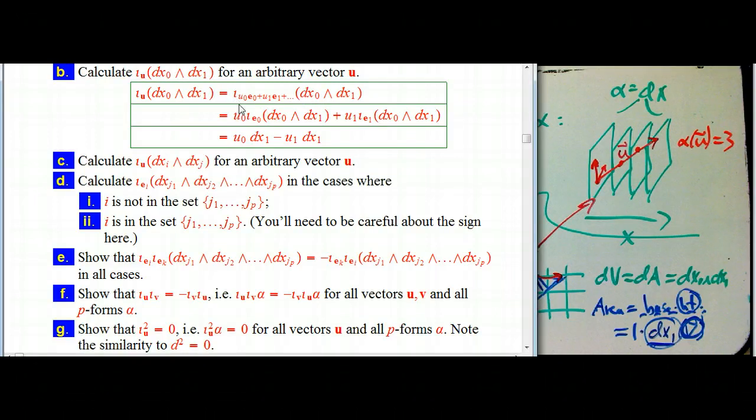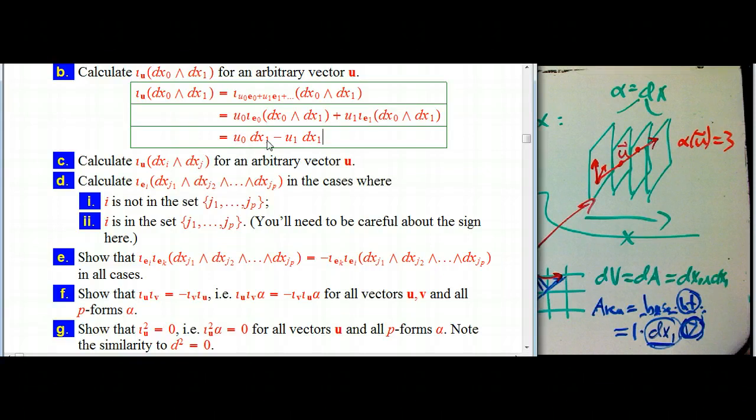Well, by definition, that's supposed to be the coefficient u0 times I e0 of this form, plus u1 times I e1 of this form, plus all the e2 and e3 stuff. But now we should have realized that if you have e2, e3, etc., and these are dx0, dx1, that's going to be 0. So you only get these two contributions. I e0 of dx0 wedge dx1 we've seen is dx1, and I e1 of dx0 wedge dx1 is negative dx0. So again, just kill the one that matches and put in an appropriate sign based on how many things you had to switch. Very, very standard kind of forms manipulations.